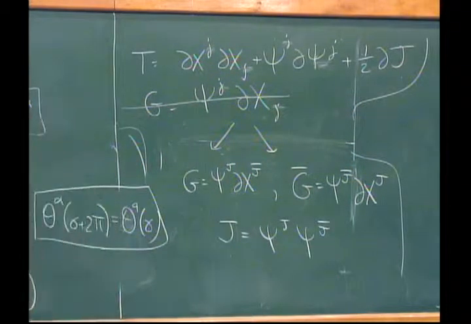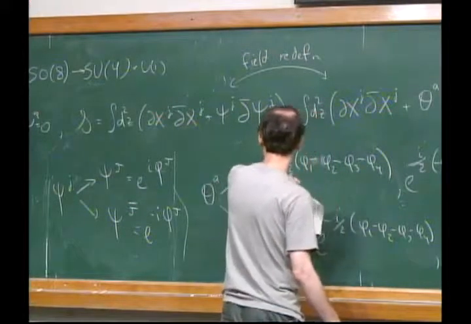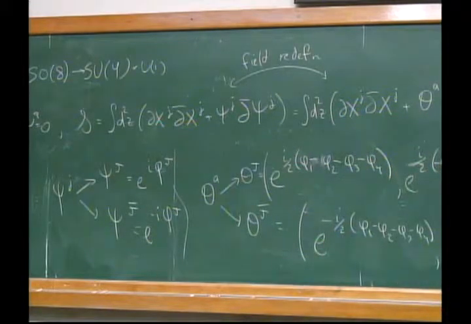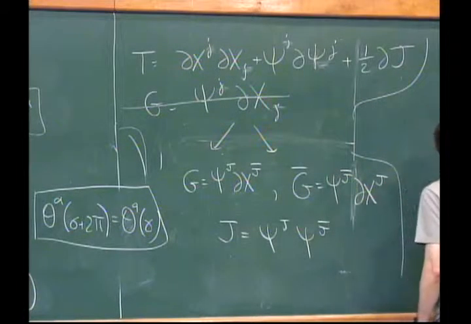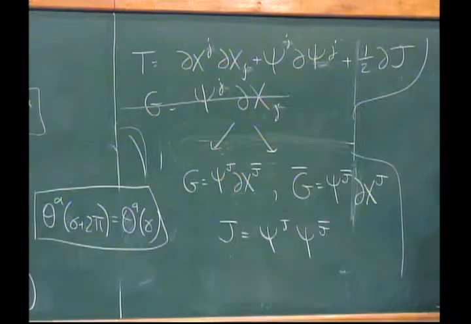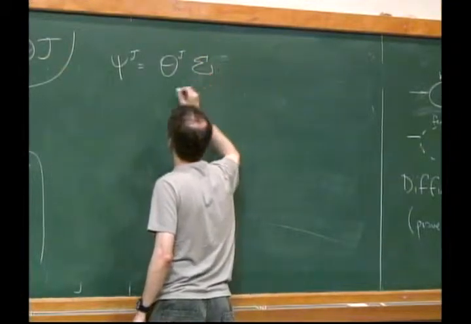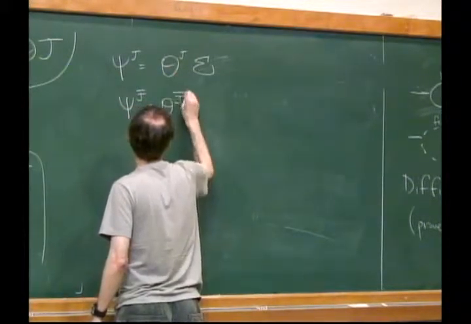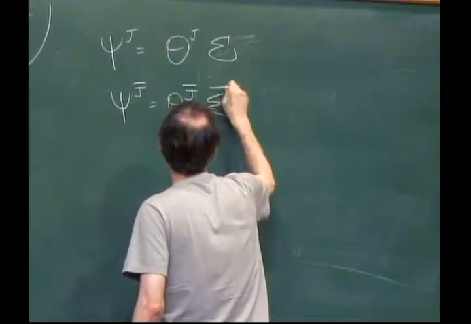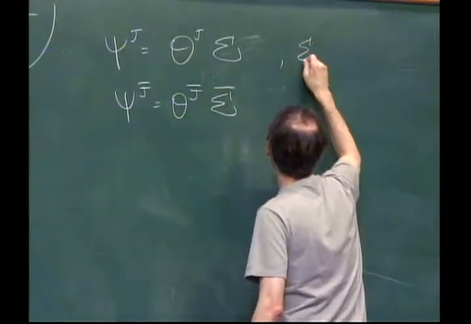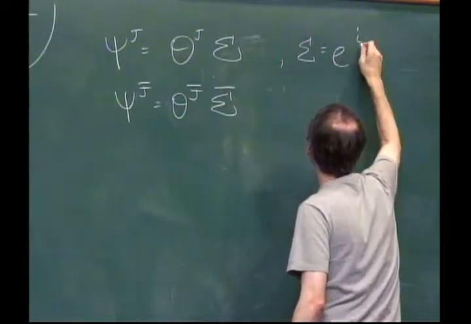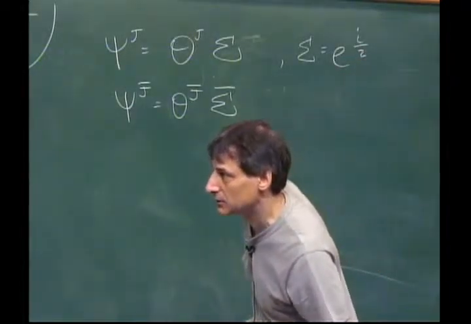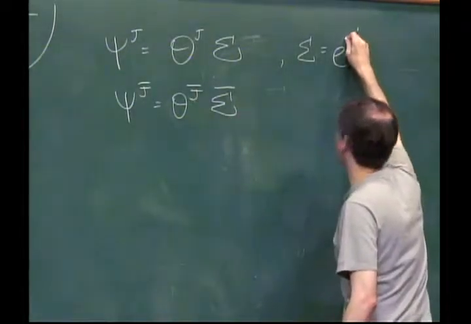Okay, so what is the relation between psi and theta? Well, it's easy to see just from these formulas I wrote down that psi^j is equal to theta^j times something I'll call sigma, psi^j bar, where sigma is just equal to s. So we have defined it minus.